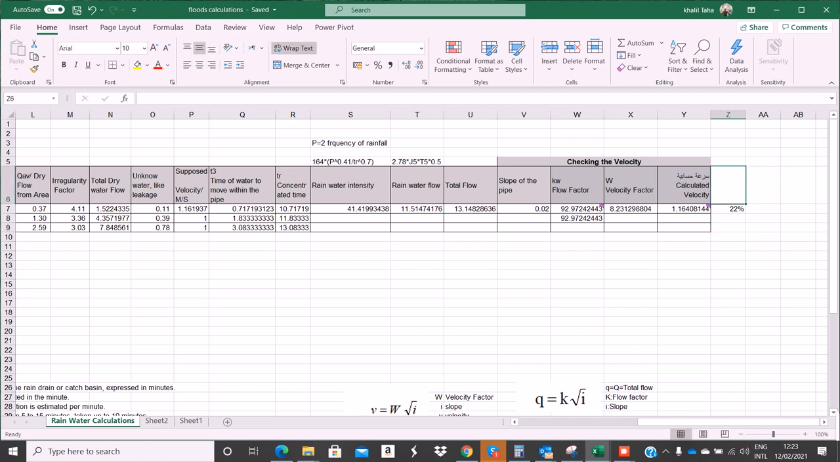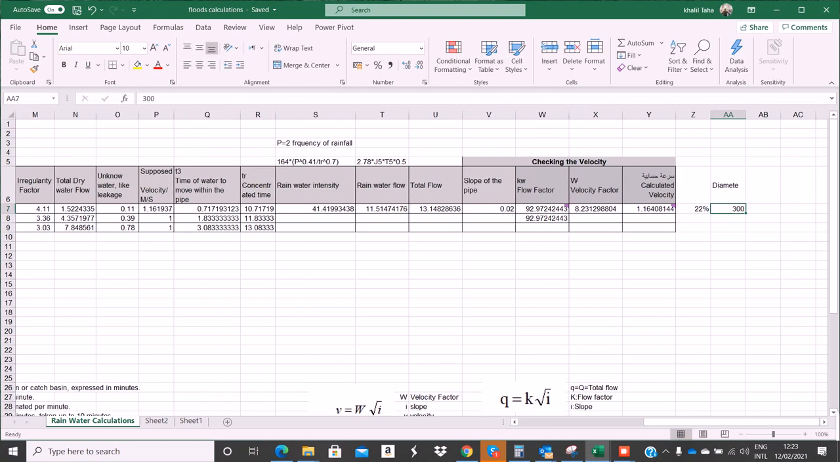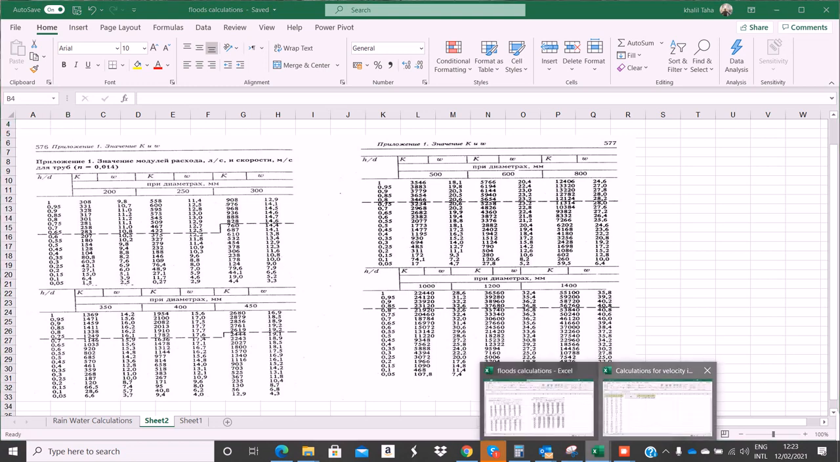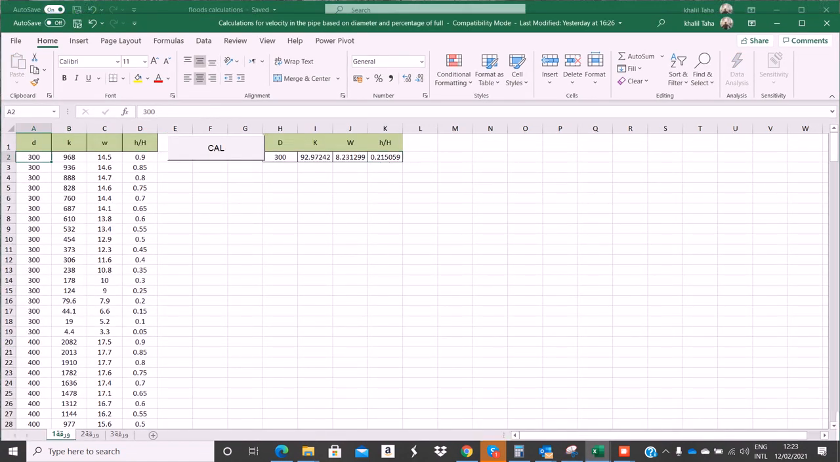This is for the diameter of 300. And I'm sure if you go to the 200 it will be enough, and it will be about 37 percent. If you go back to the sheet or the diagram, choose the 200 and go. But why did I put 300? Because I don't have a calculated sheet for 200, because this sheet started from 300.